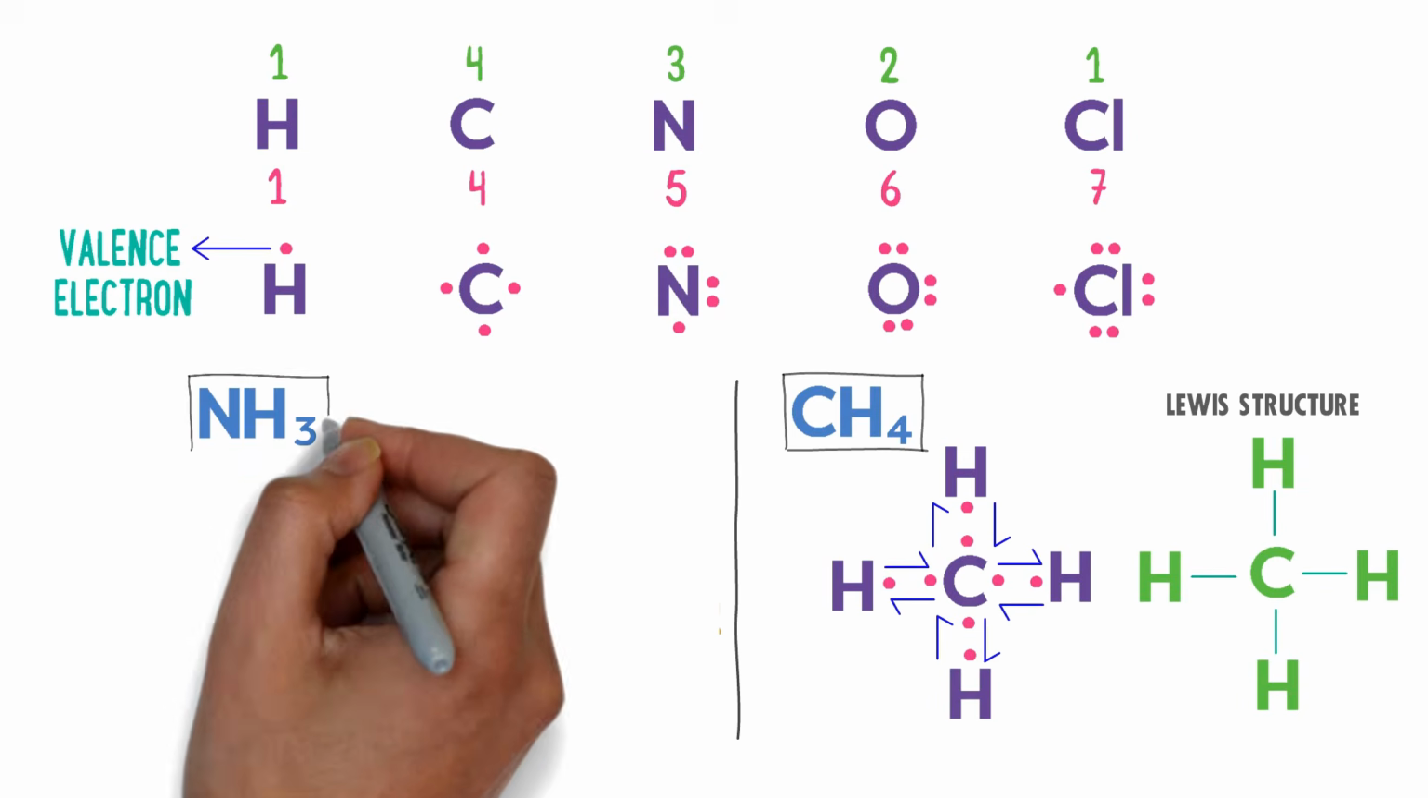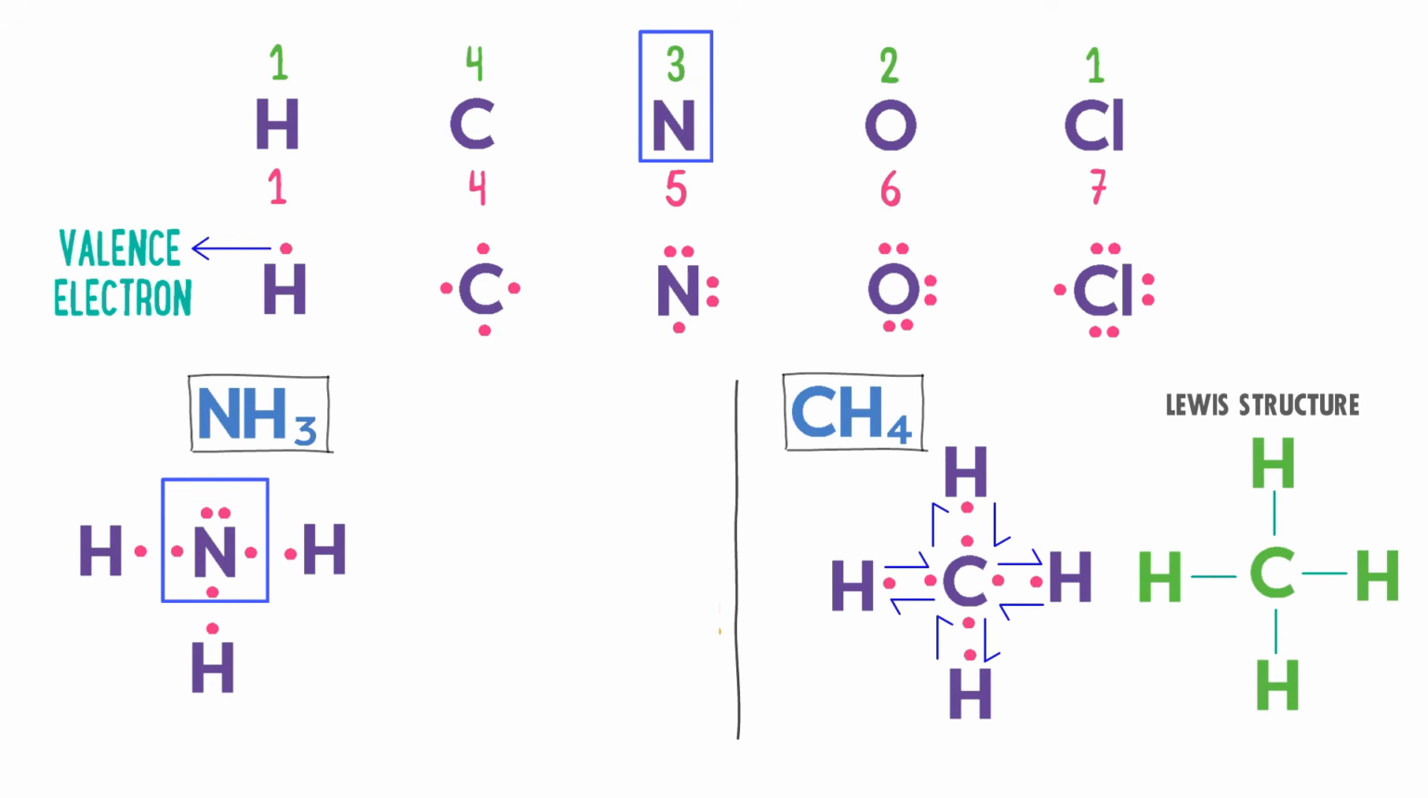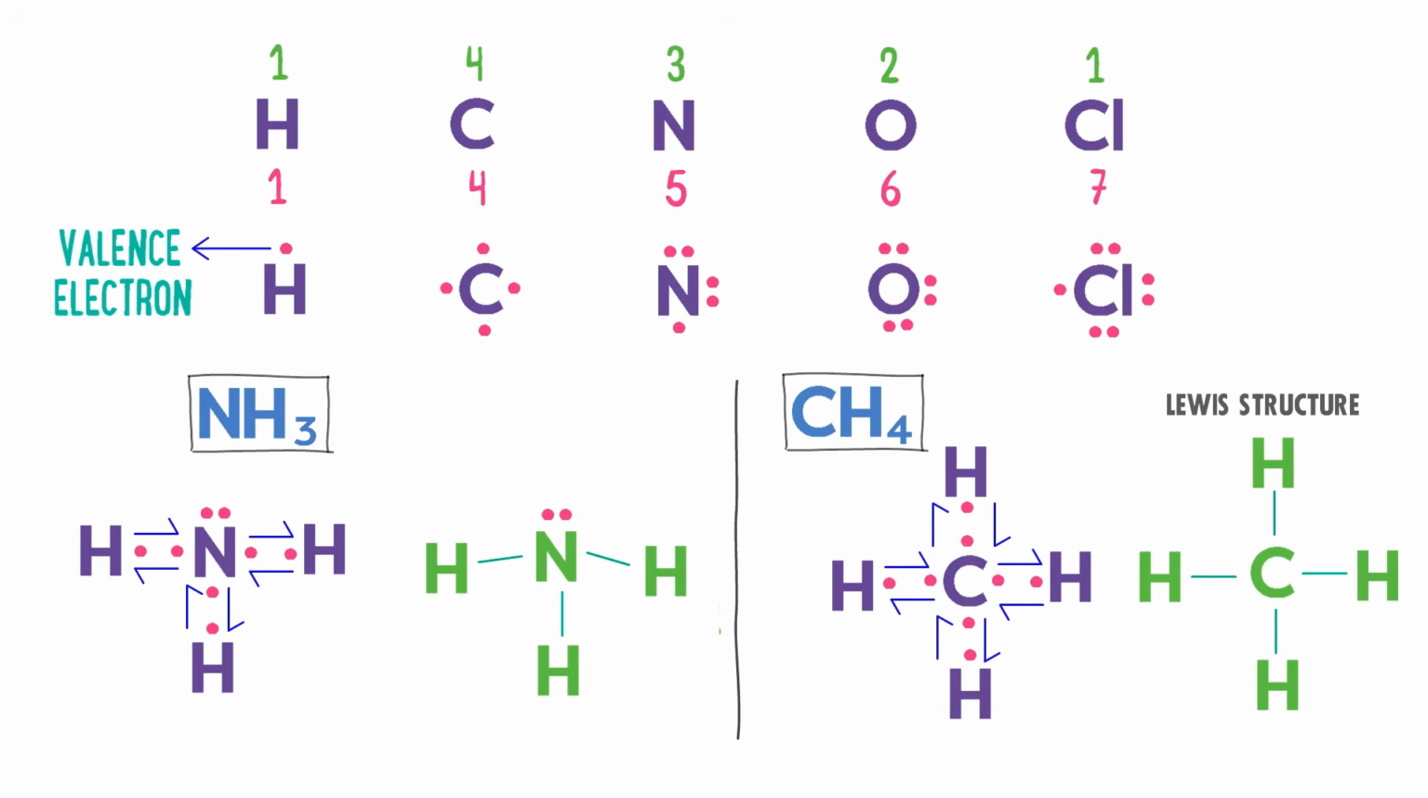Fifthly, consider NH3. I take 1 atom of nitrogen and 3 atoms of hydrogen. We know that nitrogen needs 3 more electrons to complete its octet rule, and hydrogen atoms need 1 electron each to complete their duplet rule. Nitrogen shares its 3 electrons with hydrogen, and hydrogen atoms share 3 electrons with nitrogen, and we get this structure. There is only one lone pair present on the nitrogen atom. Thus, this is the Lewis structure of NH3.